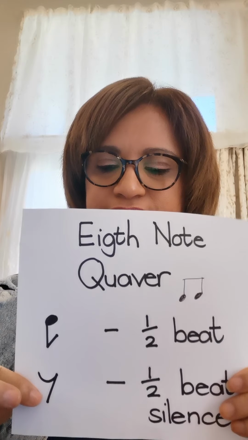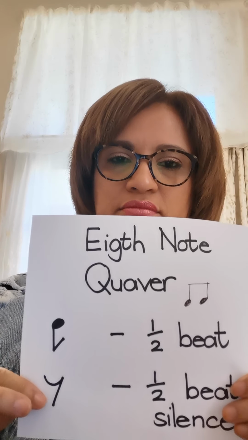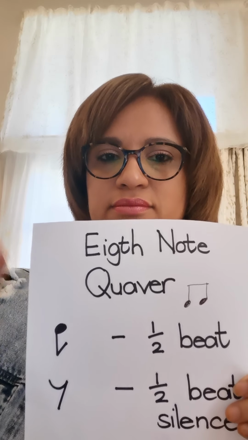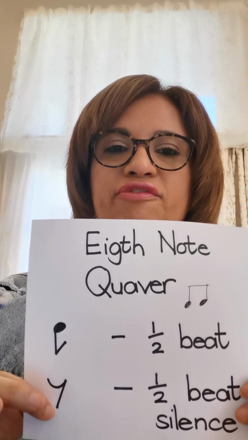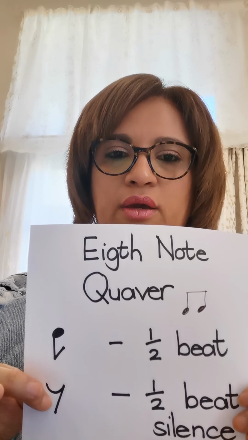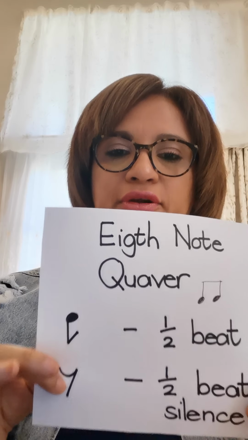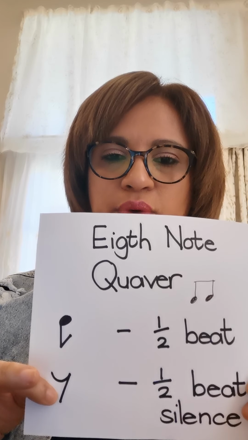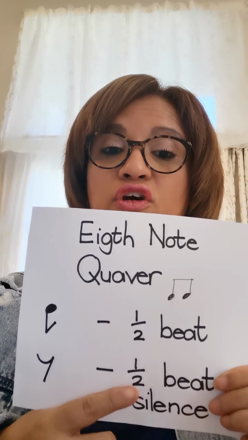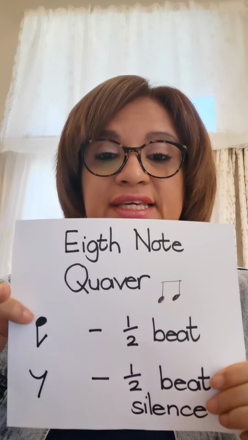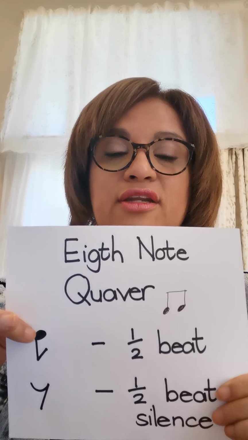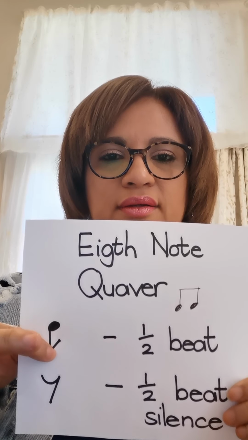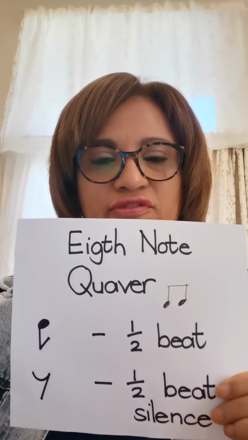Then your rest, okay? Your rest is a 7, but the top part of your 7 is curved, right? So this is what your 8th note rest looks like, and it means that you will have silence for half a beat. These notes are slightly faster than your crotchet because the crotchet basically keeps a steady beat. This one is the ones which are faster, like these two.